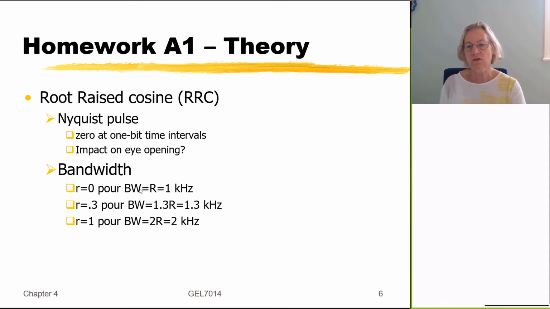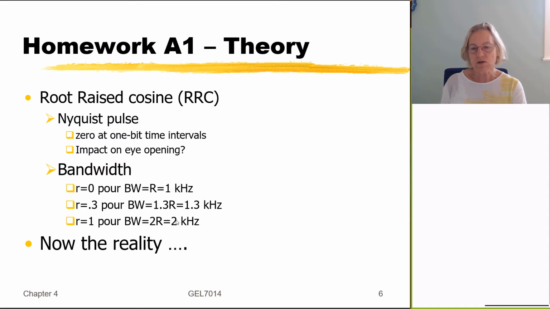And think about the bandwidth expansion factor that is implicit in this use of a roll-off. So the bandwidth for ideal signaling would be 1 kilohertz. Roll-off of 0.3 means that I'm adding 30% additional bandwidth, so it becomes 1.3 kilohertz, etc. So what's the reality? That's sort of a shorthand of what's going on.